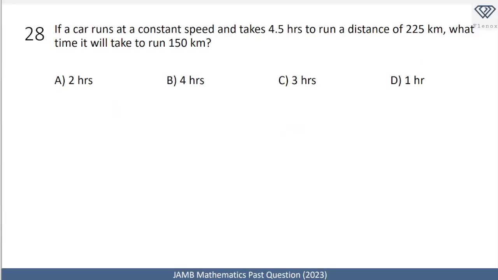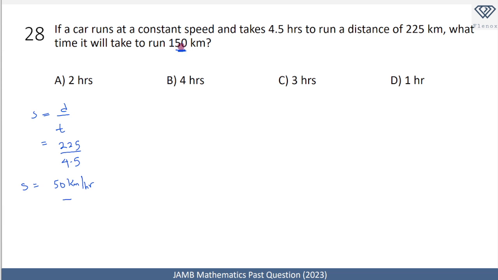So moving on to question 28, we are told that if a car runs at a constant speed and takes 4.5 hours to run a distance of 225 kilometers, what time would it take to run 150 kilometers? So the first thing we need to figure out is the speed at which the car is running. And we know that the formula for speed is distance over time. Now, we've been told the distance that is covered, 225 kilometers, in 4.5 hours, so we can use that to calculate the speed. So the speed at which this vehicle is moving is 225 divided by 4.5, and that is what? 50 kilometers per hour.